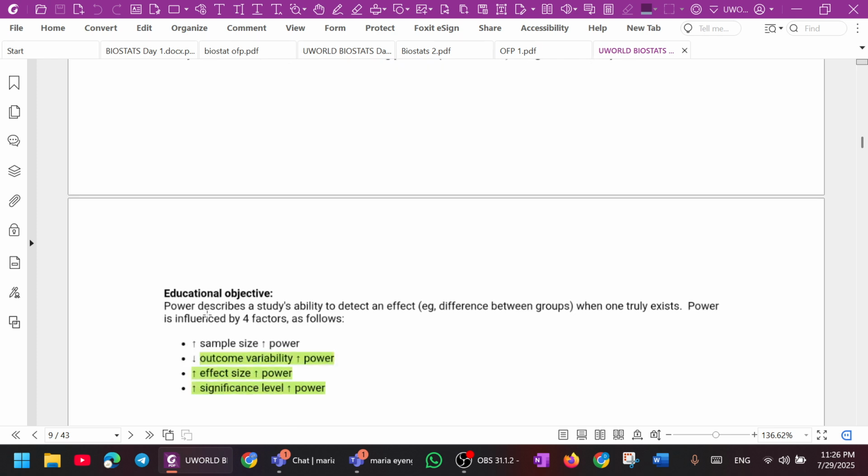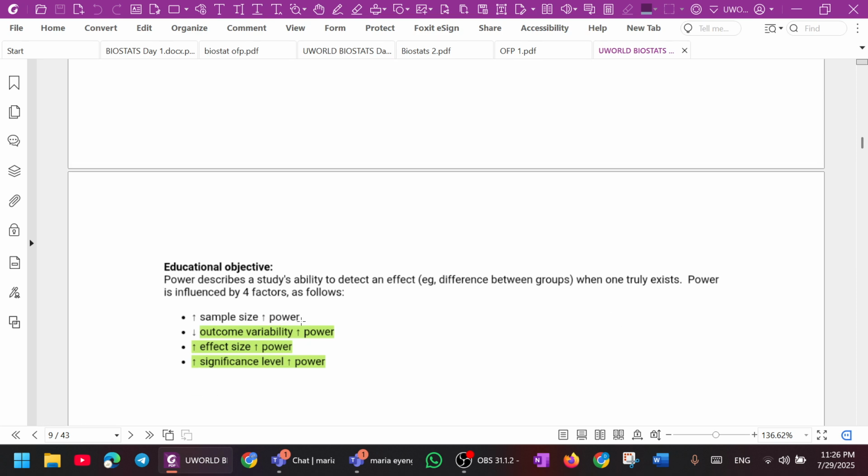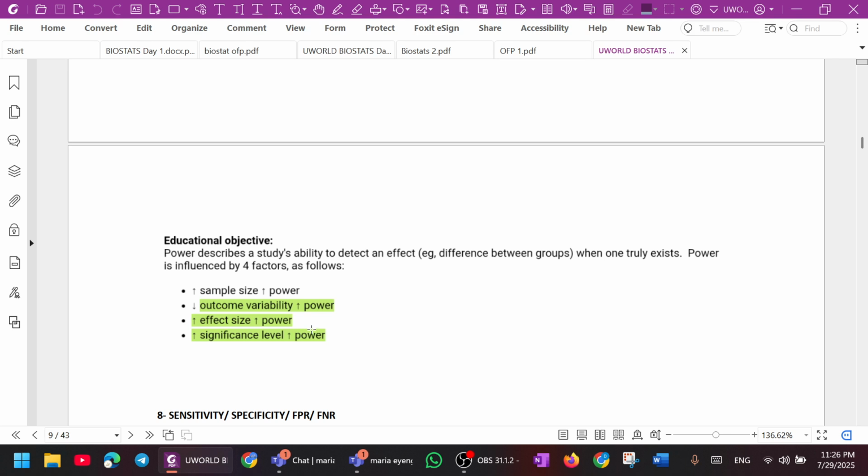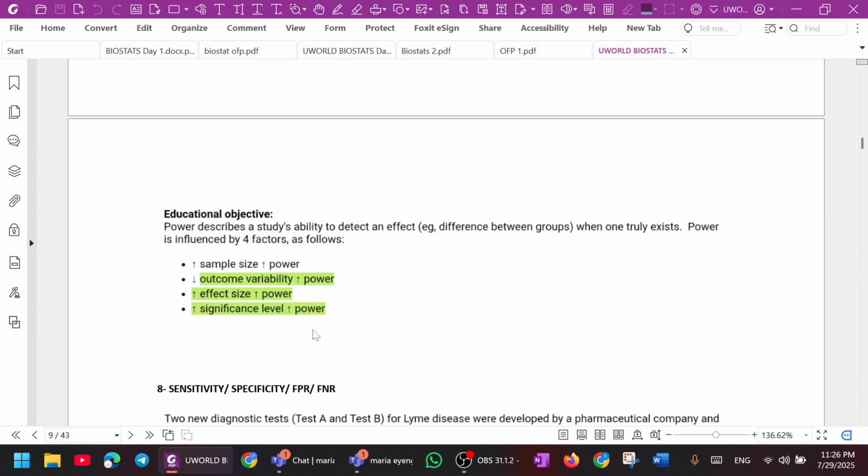The educational objective: power describes a study's ability to detect the effect, that is, a difference between the groups, when one truly exists. Power is influenced by four factors: increased sample size, increased power; increased effect size, increased power; increased statistical significance level, increased power; and decreased outcome variability, increased power. Okay. Next.